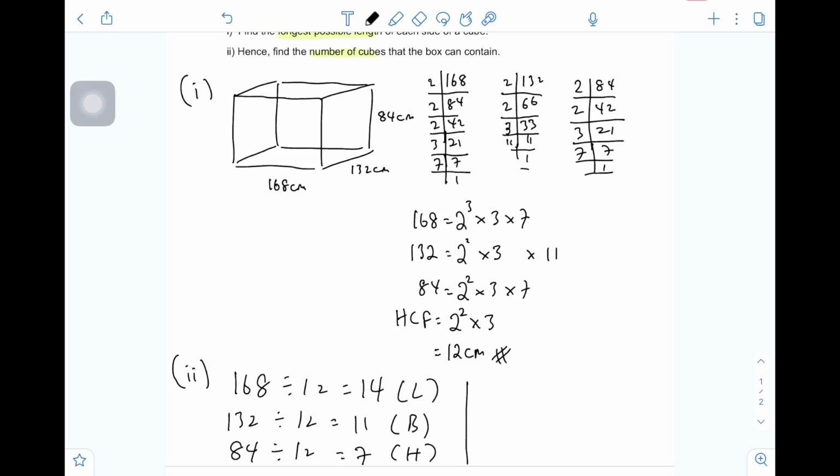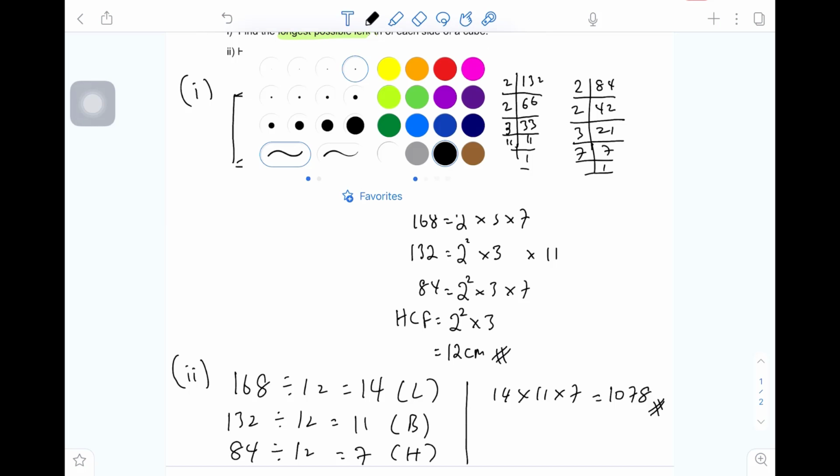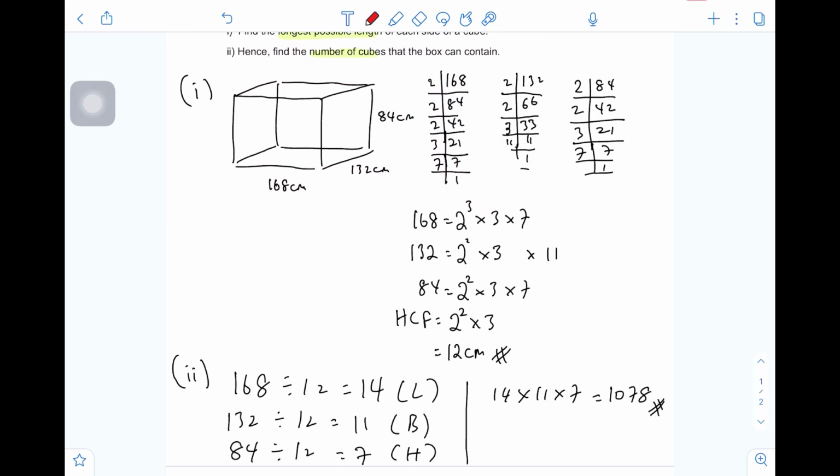So in total, how many cubes can you fit? 14 times 11 times 7. You have 14 here, you have 11 here, and you have 7 here. Final answer, 1078 cubes. Now another method for part 2, you can find the total volume of this box first.